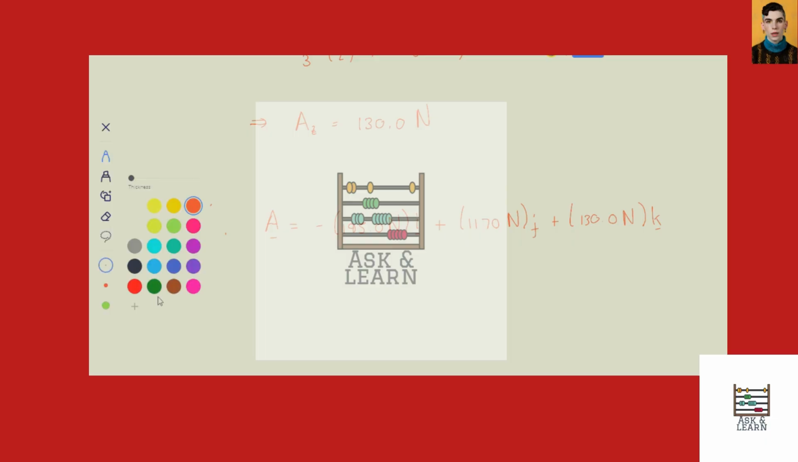And therefore, we can find the vector reaction A in unit vector notation to be minus 195 newtons times unit vector I plus 1170 newtons times unit vector J plus 130 newtons times unit vector K. And that's our reaction vector.